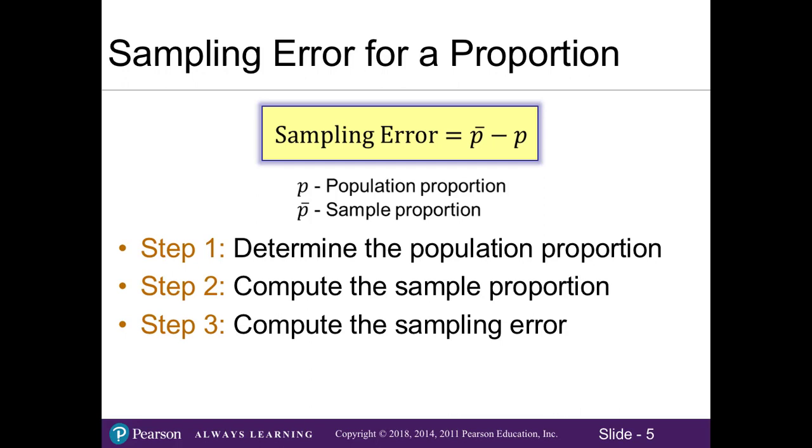Similarly, when we learned about the sampling error for mean, here is the sampling error for a proportion. Again, we will determine the population proportion, find our sample proportion, that's p bar, and then compute the sampling error by taking our sample proportion minus our population proportion. Recall that the sample always comes first in our sampling error and then is subtracted by our population.